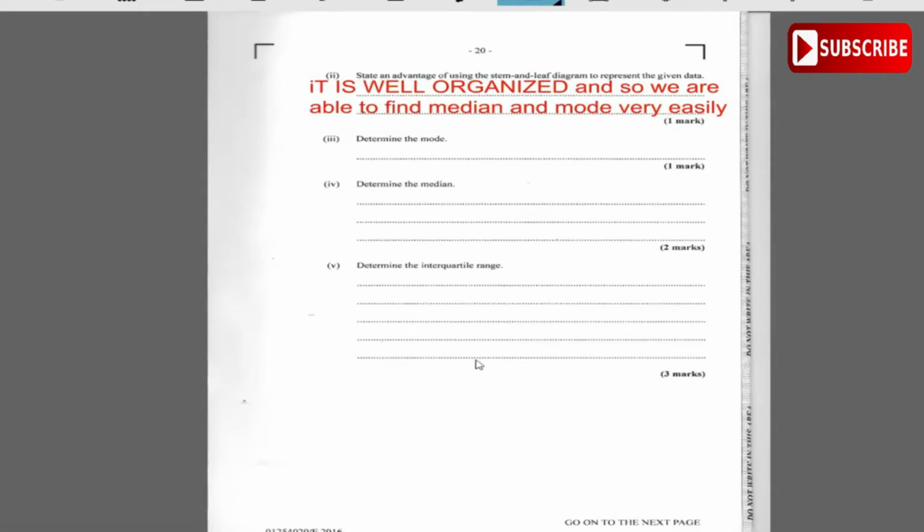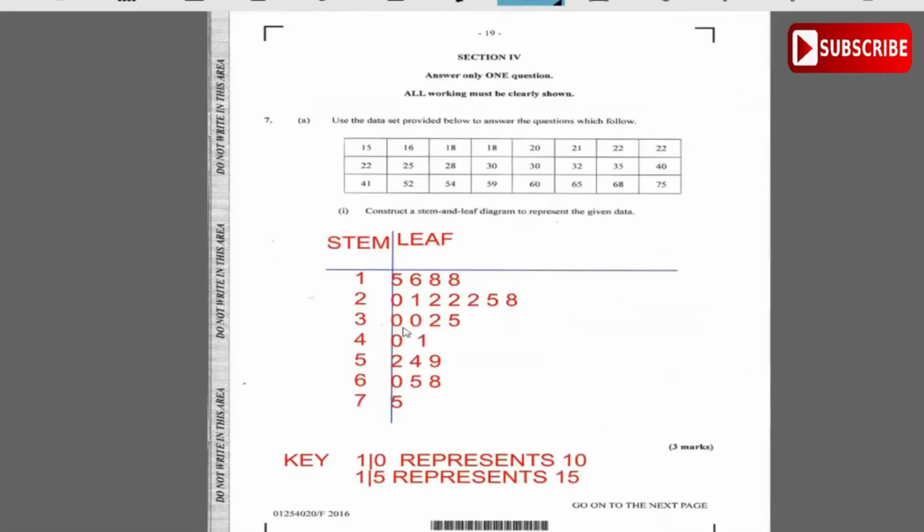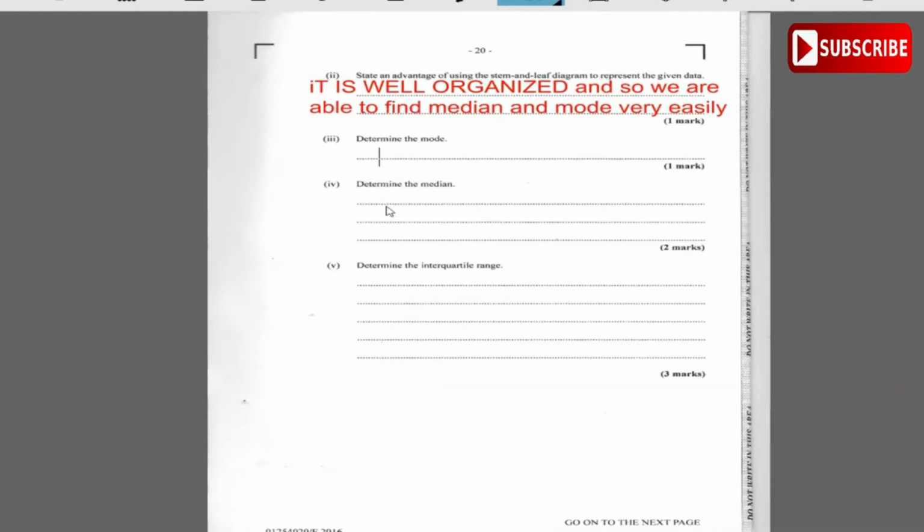It says determine the mode. We'll look at it and see which one occurred the most. You see 2, 2, 2, so you see a lot of 22, right? So 22 is the mode. The mode is 22.